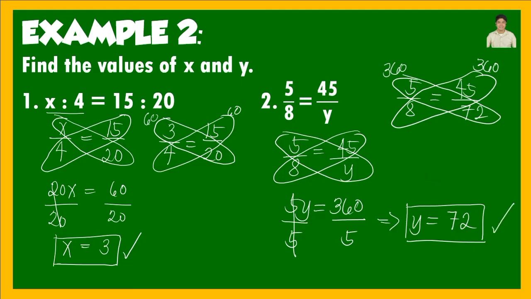So, yan lang po yung proportion. So, kailangan yung products ng means equal dun sa products ng extremes. So, dito, yung means natin, dito sa first given natin, yung 4 and 15, yun yung means. And then, yung x, tsaka yung 20, yun naman po yung extremes.